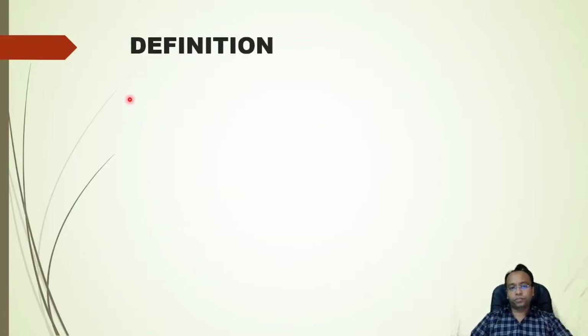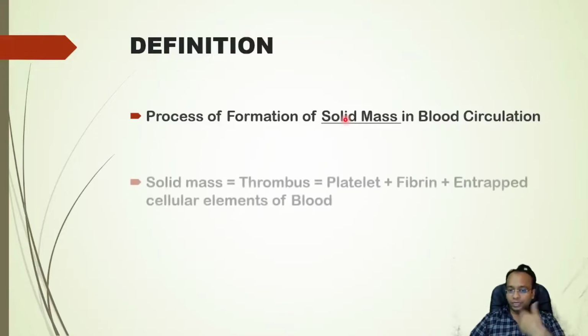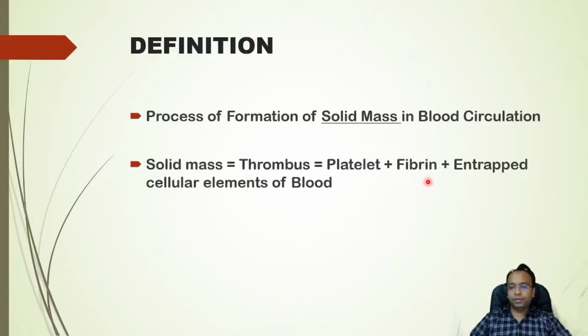All right. So first of all, definition. What do you mean by thrombosis? Thrombosis means a formation of solid mass in the blood circulation. Now, here I have written solid mass formation in the blood circulation. Now, what is the constituent of this solid mass, right?